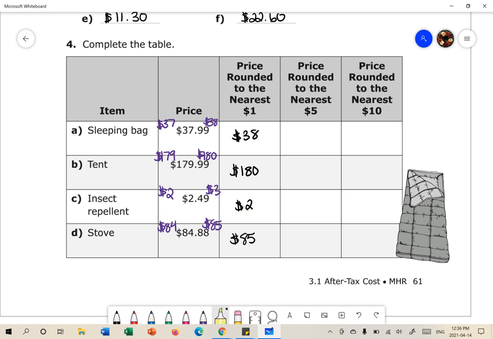Okay. Now the next column is asking us to round to the nearest $5. So we're going to go to our original prices again in the second column. And now we're going to round it to the nearest $5. So for the first price, $37.99, is $37.99 closer to $35 or $40? Because it's asking us to round to the nearest $5. $37.99 is between $35 and $40. So it's actually closer to $40.